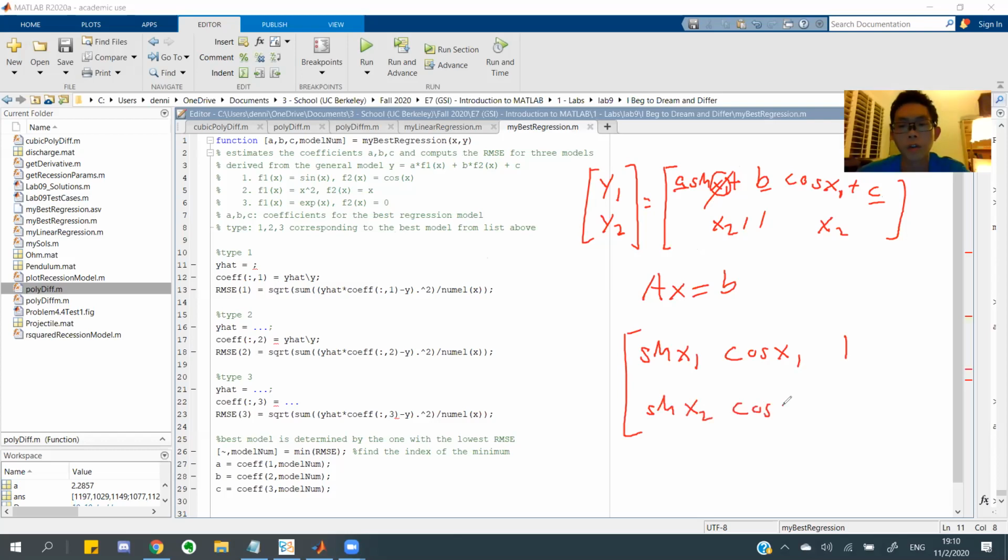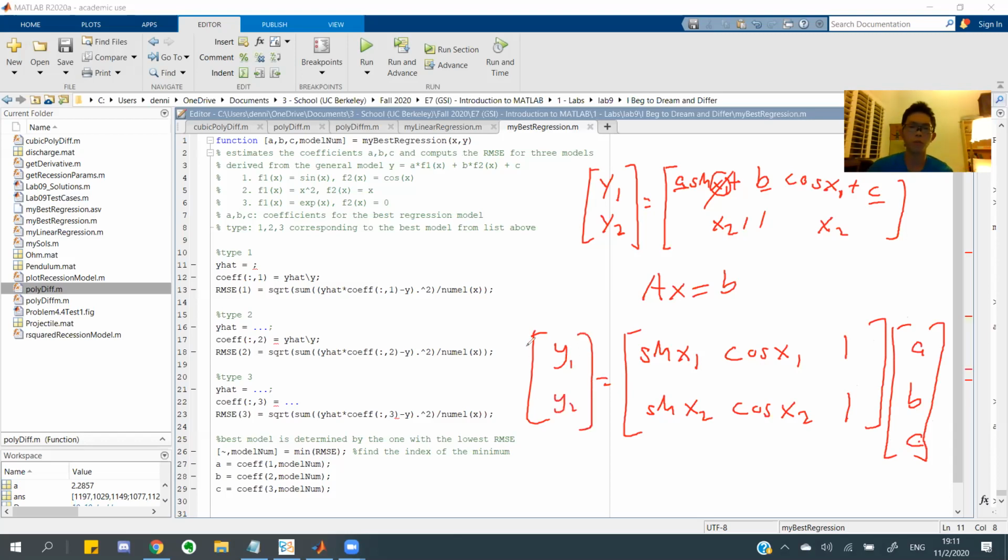2 cosine of x2 and 1. Notice the 1. I need that because I want to multiply c into here. I can't have it as 0, otherwise that'll be 0 times c. A, B, C. Just like that. And that becomes my y. y1 and y2. Okay, so y hat. How do I do? Well, let's actually use this form.